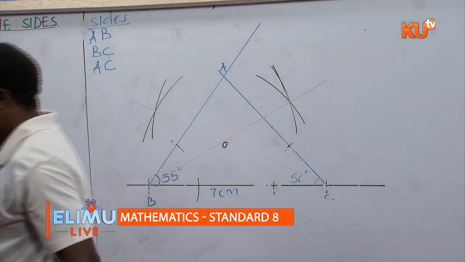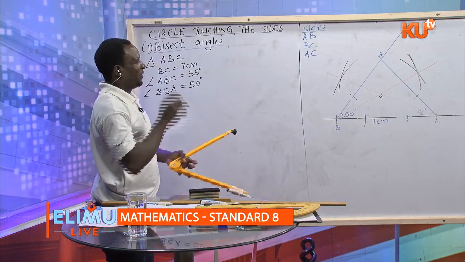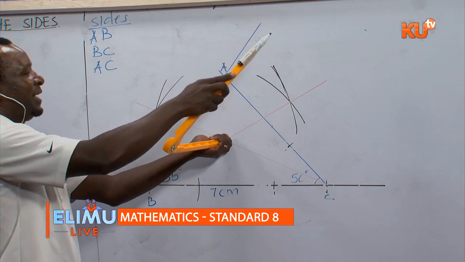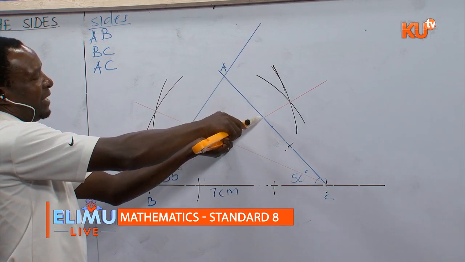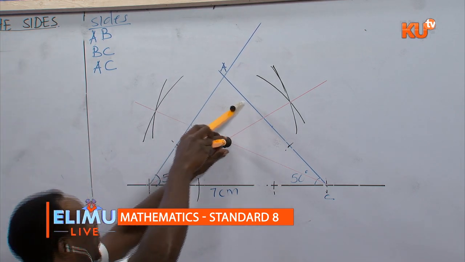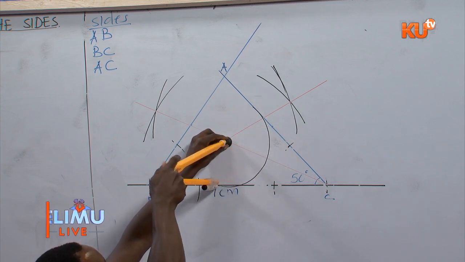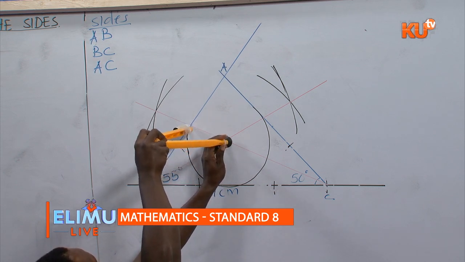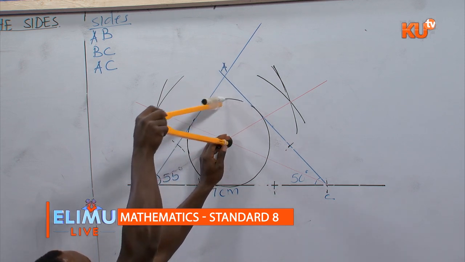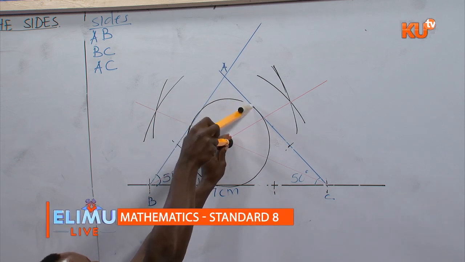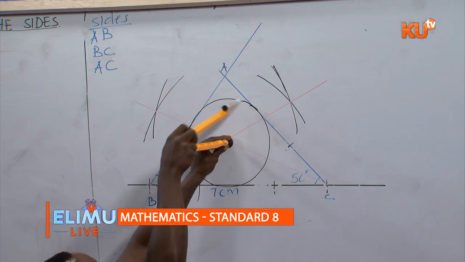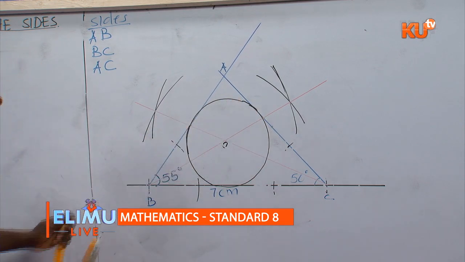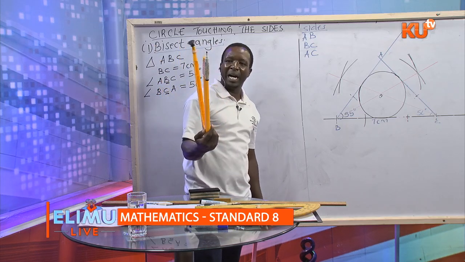Ite O. After umeita O, chukua compass yako. Pole pole, gently. Kuja, dunga hapa. Then, use one of the sides. There. Then, you can draw your circle. And draw your circle. And if you can look at that circle, it is touching the three sides. And don't change, this is the radius of our circle.